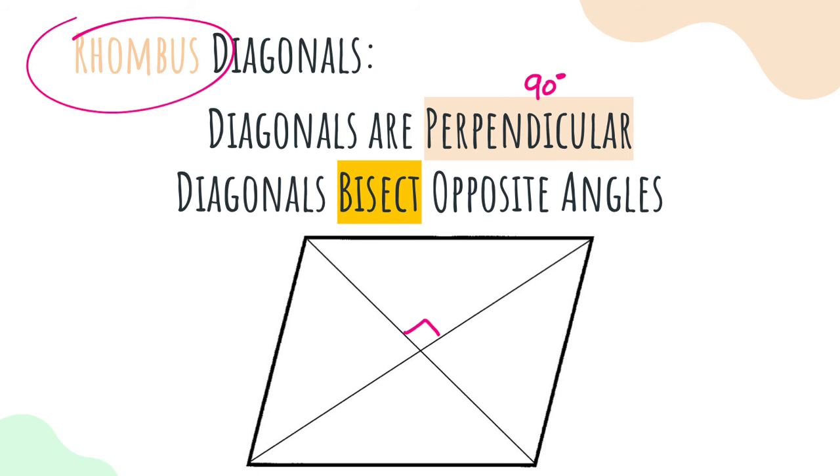The other thing that is true here is that the diagonals bisect opposite angles. Now there's a couple words that are happening here. We have bisect, which we know means cut in half, and we talked about diagonals being bisected for a parallelogram. But what's different is that for a rhombus, that means that if I look at just this diagonal, it takes opposite angles and cuts them in half. So these pieces are congruent and these pieces are congruent, and all four of those angles are congruent to each other.